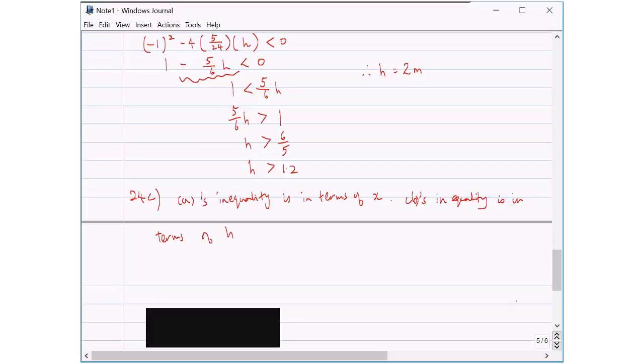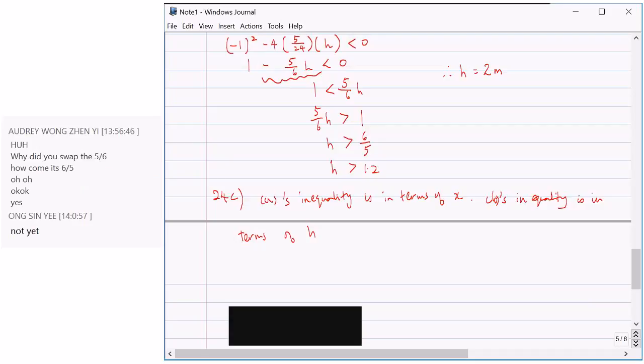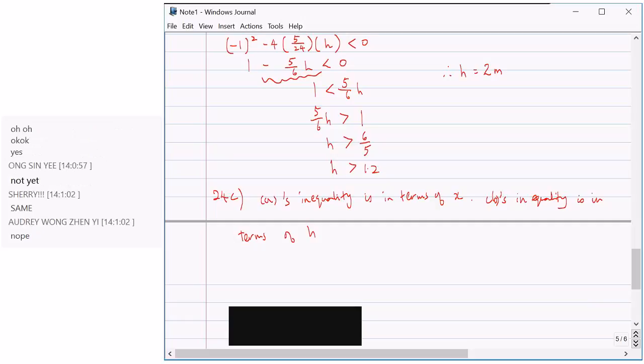That is 24. Any others? Did y'all try the HBL worksheet? Not yet? Others? Same, huh? Okay. Natasha, yes?